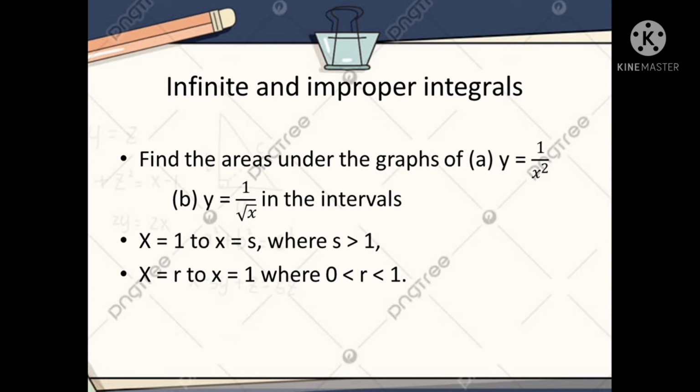Infinite and improper integrals. Find the areas under the graph of y equals 1 over x squared, and y equals 1 over root x, in the intervals x equals 1 to x equals s, where s is greater than 1, and x equals r to x equals 1, where 0 is smaller than r, which is smaller than 1. Next slide.